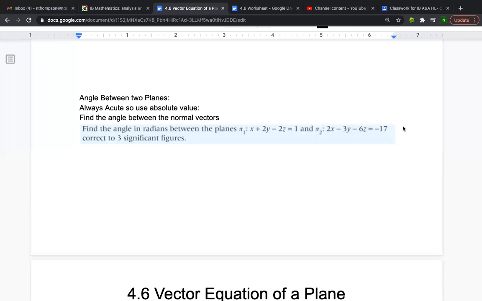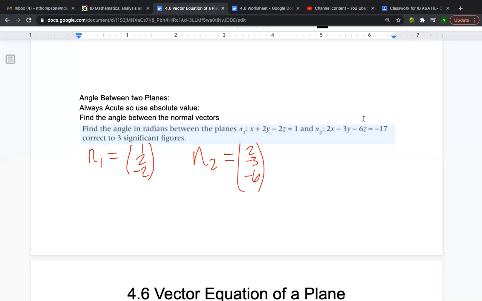Once you get the hang of these, they aren't too bad. The first one is an angle between two planes. An angle between two planes is always acute, so we're using the absolute value. And then we just find the angle between the normal vectors. So the first step is just to find our normal vectors. So I have that the first normal vector would be 1, 2, negative 2. And the second one would be 2, negative 3, negative 6.